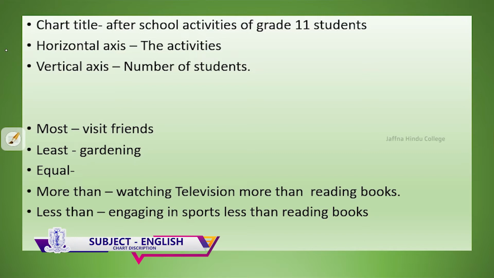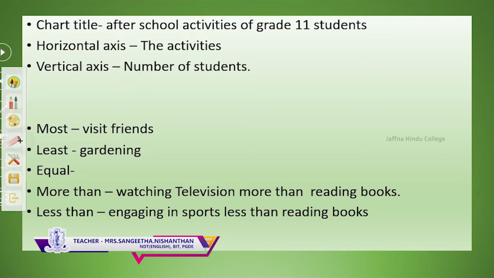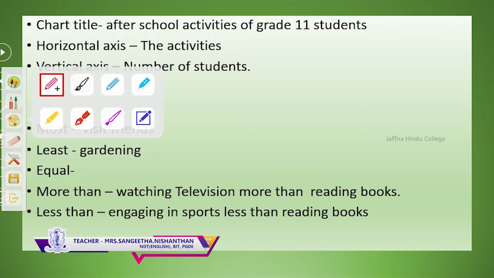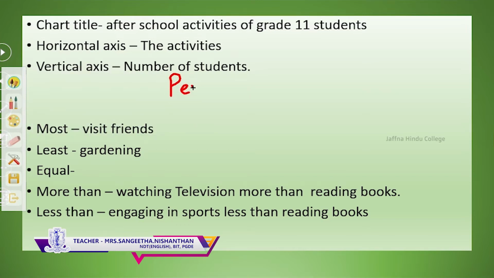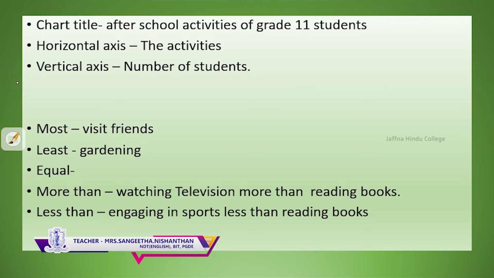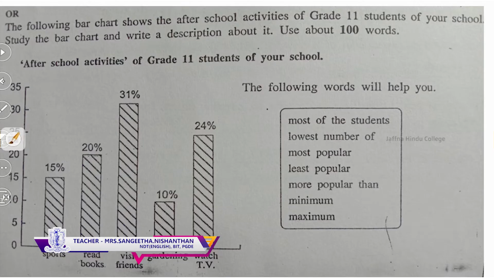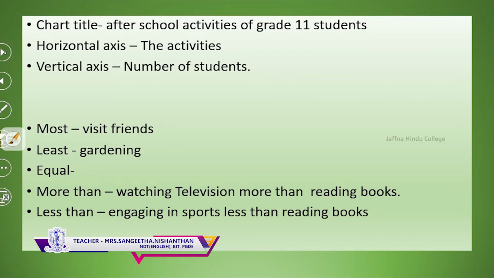The horizontal axis depicts the activities and the vertical axis depicts the percentage of students, not the number of students. It depicts the percentage of students. The activities mentioned here are, what are the activities mentioned here? You have to write what is mentioned here. Sports, reading books, visiting friends, gardening and watching TV. This is what you have to write in the first paragraph.